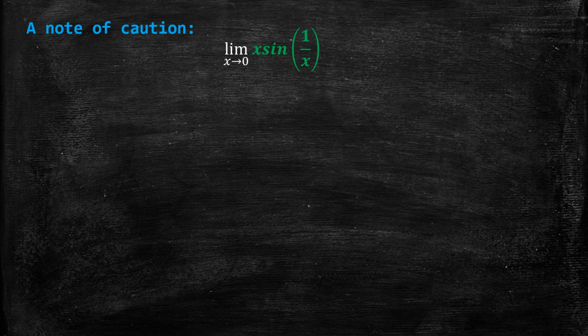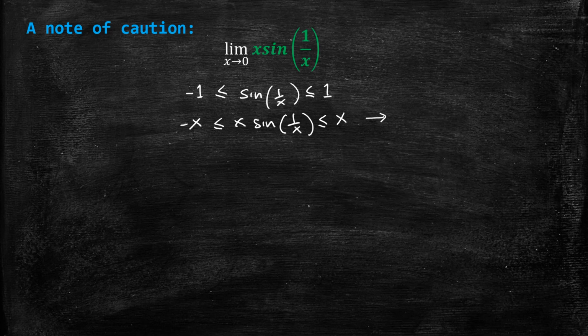And let's start off as we always do with sine of 1 over x. We know that it's between -1 and 1. And we might be tempted, without thinking, just to multiply through by x and apply the squeeze theorem and work out that the limit of x sine 1 over x is 0 just by plugging in. But this inequality is only true if x is positive.